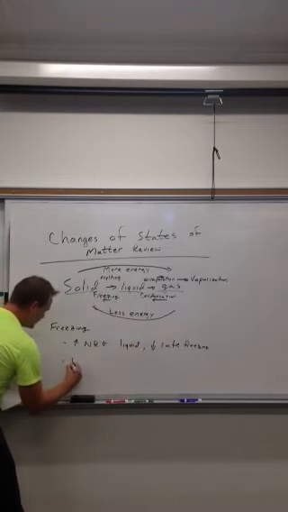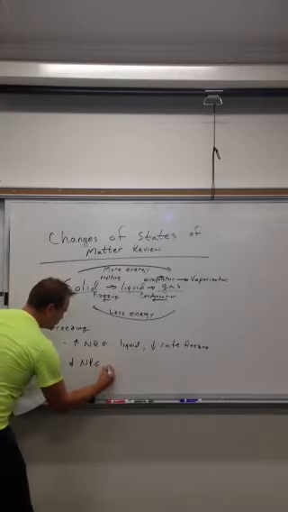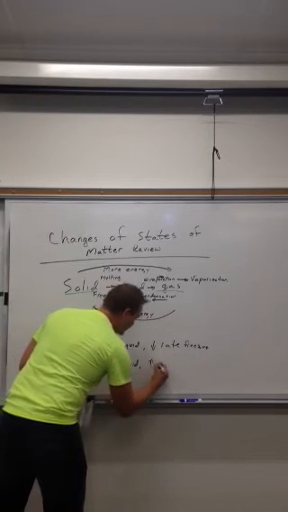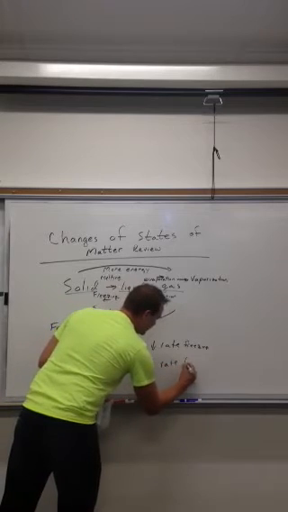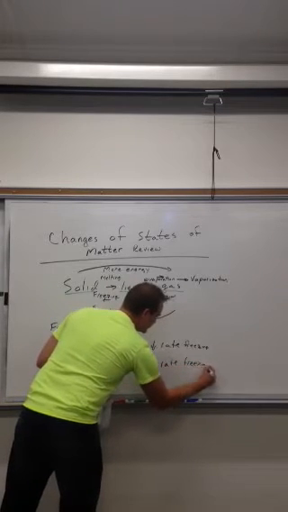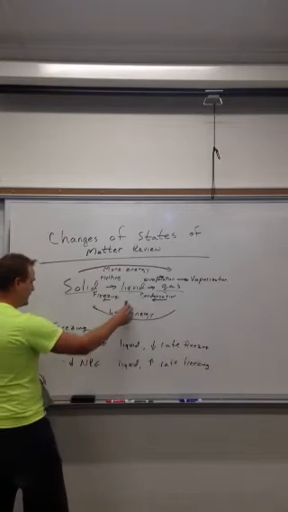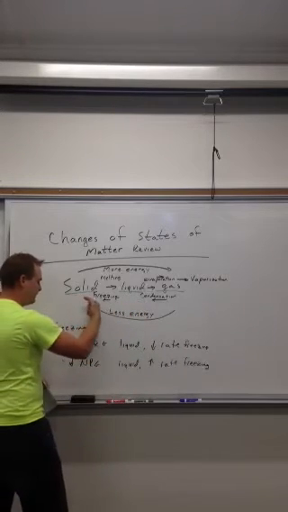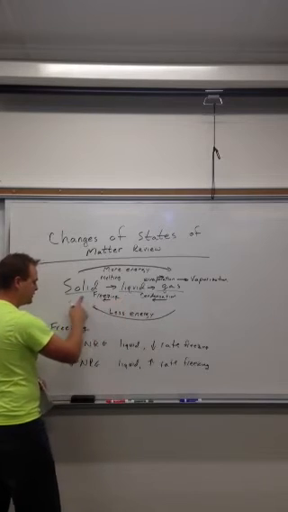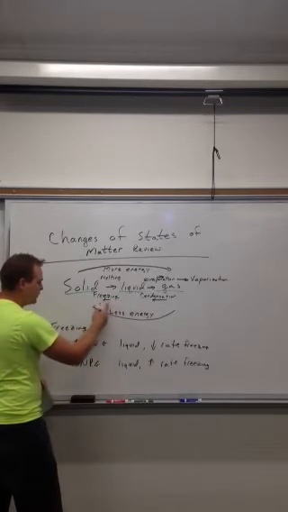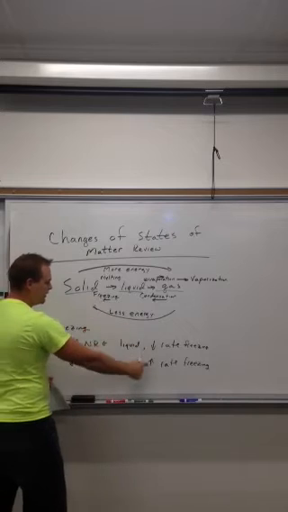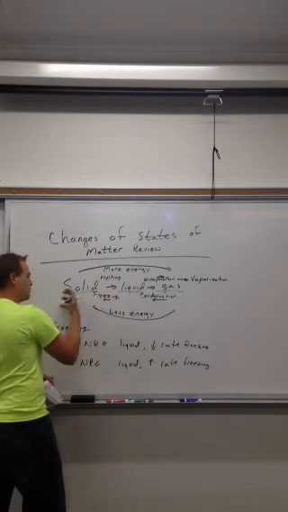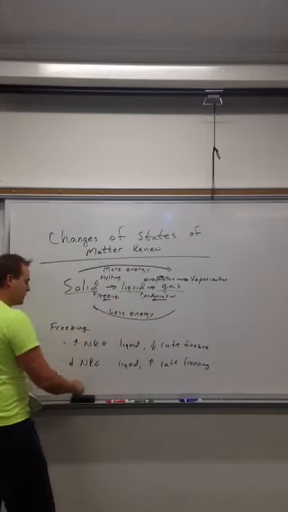If I decrease the energy of a liquid, it means I'm going to increase the rate of freezing. So let's talk about that one. If I decrease the energy of a liquid, so I'm going this way, that means I'm going with this freezing arrow, I'm increasing the rate. So it's going to freeze faster. So the more energy I pull from a liquid, the faster it's going to become a solid.